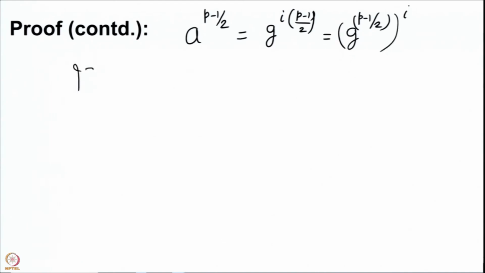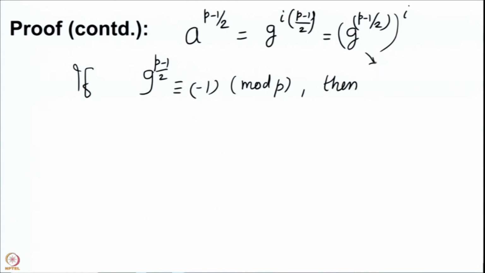So if we prove the result for the primitive element, which would tell you that g power p minus 1 by 2 is congruent to minus 1 modulo p, then here we would put the value and get that a to the p minus 1 by 2 is congruent to minus 1 to the power i, and from the previous step this is nothing but the Legendre symbol a by p. These are both mod p.